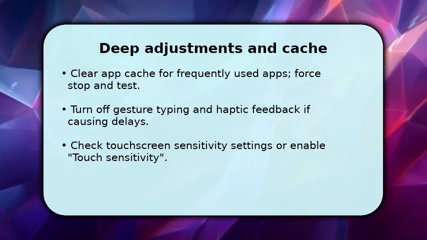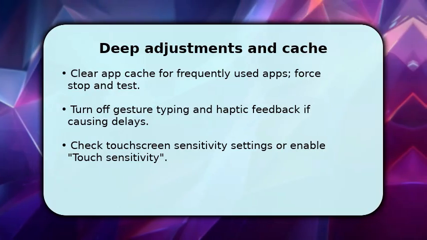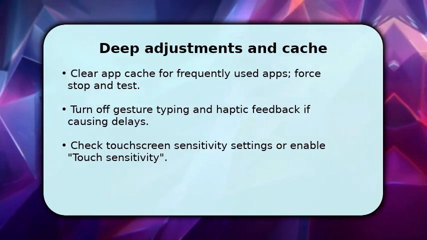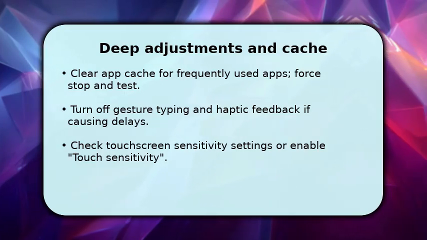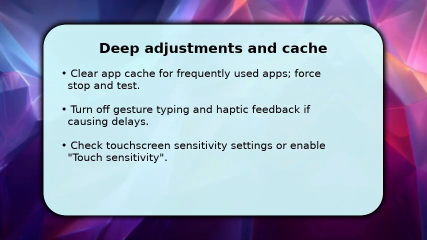Accumulated cache can cause stutter. You should force stop and relaunch any misbehaving app and test touch response. Then, disable gesture typing and heavy haptic feedback, which can introduce small delays on some phones.